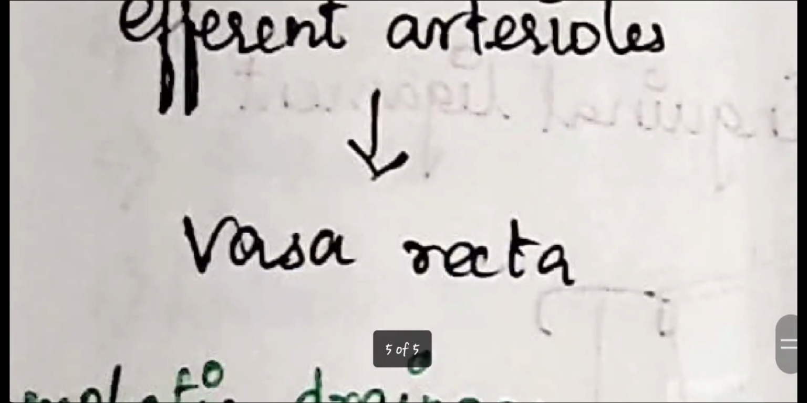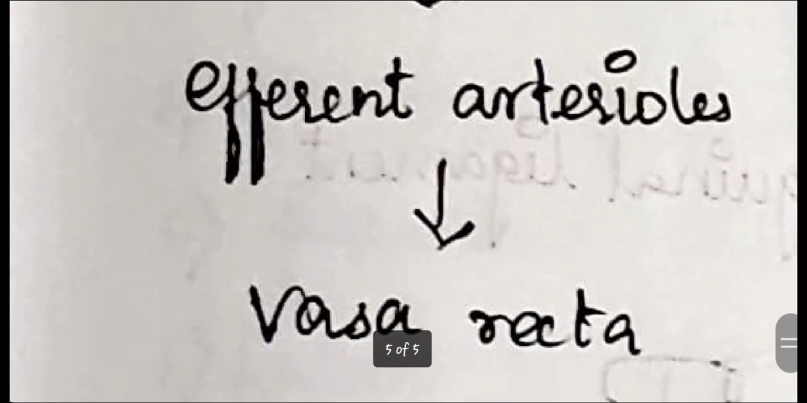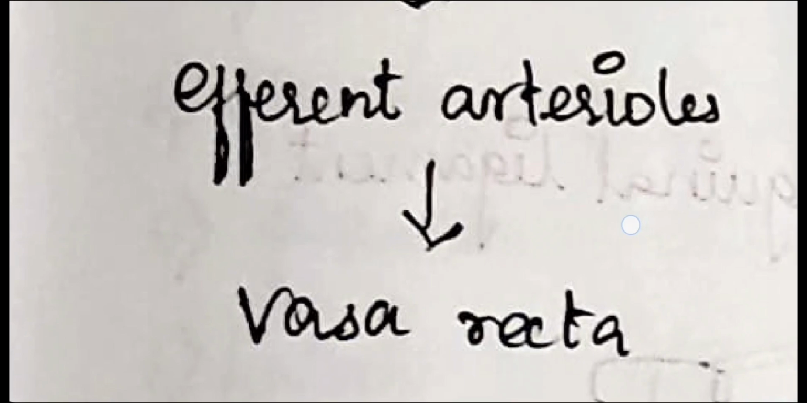From the interlobar artery, the arcuate artery. From the arcuate artery, the interlobular artery, and afferent arterioles, and finally forms the vasa recta. This vasa recta mainly supplies all over the surface of the kidney. This is the arterial supply.